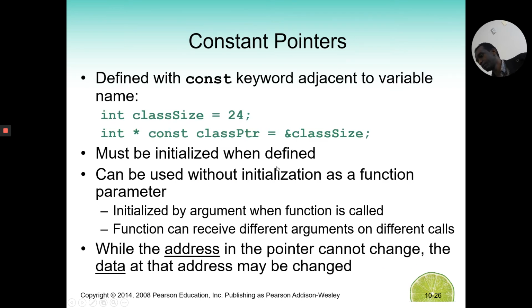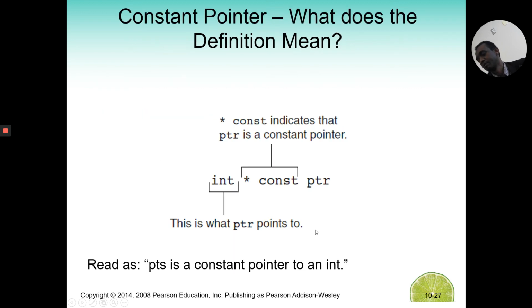So you have constant pointers defined with the const keyword adjacent to the variable name. So int class size equals 24. Int const class pointer equals the address of class size. It must be initialized when defined, though you can use it without initialization as a function parameter, initialized by the argument when the function is called. So a function can receive different arguments on different calls, while the address in the pointer cannot change. The data at that address may be changed. So this is what the address is pointing to, which indicates that the pointer is a constant pointer.